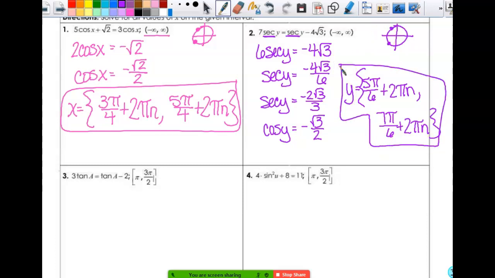Okay. What questions do we have? Anything? All right. So when we get to the other ones, where they're not from negative infinity to infinity, I'm still going to draw myself a little picture of where this is. So from pi to 3 pi halves, I'm in the third quadrant. So that's the only part I'm interested in. I don't have to worry about the rest.